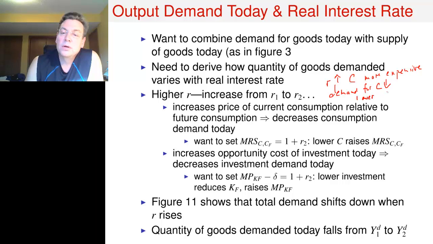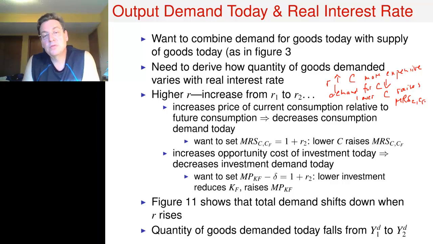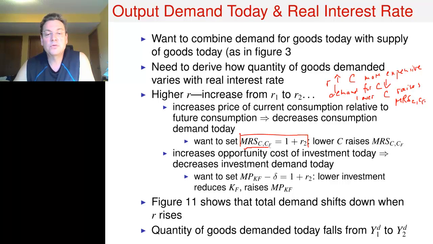lower consumption is going to actually raise the marginal rate of substitution between current and future consumption. So that's a good thing because we have that the real interest rate is rising. And we know that the consumer's optimality condition is to set this marginal rate of substitution between current and future consumption equal to the real interest rate.